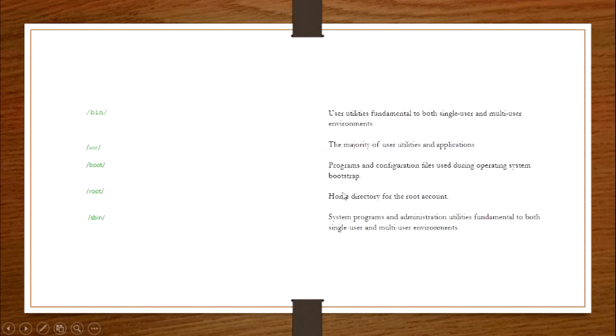This is an example of what a directory means in a BSD operating system. The /bin, /usr, /boot, /root and /sbin. The /root is known as the home directory for the root account. The boot directory is for programs and configuration files used during operating system boot.